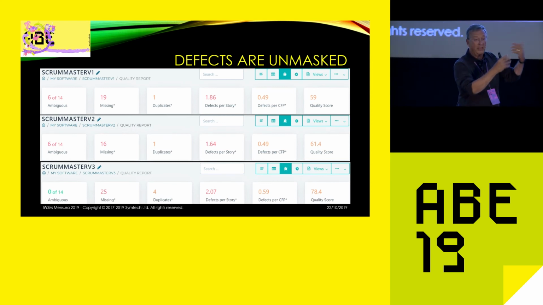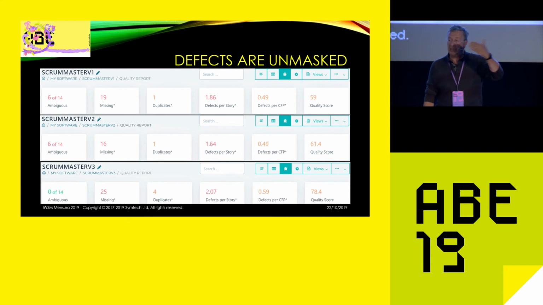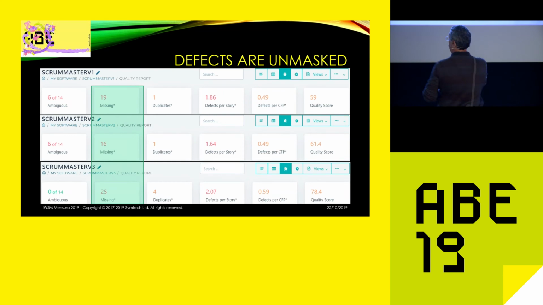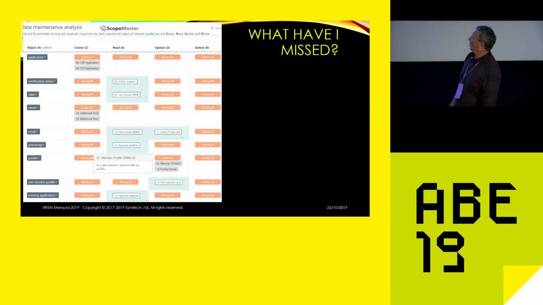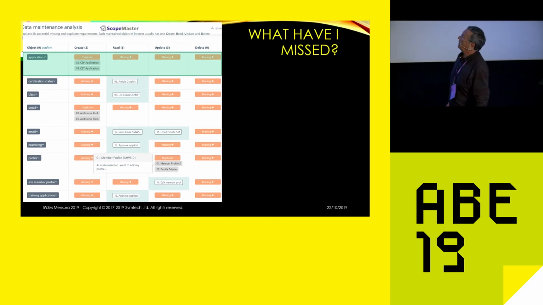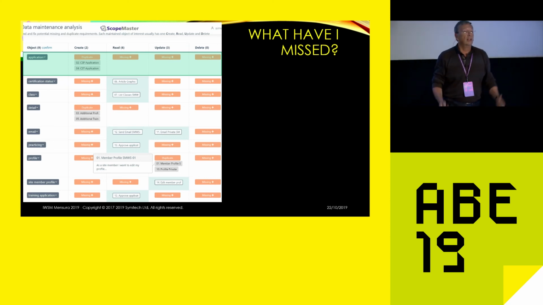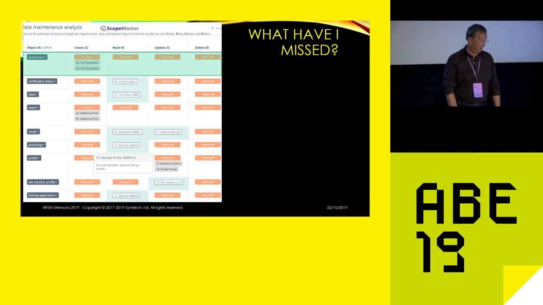Fixing those quick things there and then meant that I actually unmasked some underlying problems. The problems were here in the number of missing user stories. It identified a whole bunch of objects and what's missing. At the top, I've got an application, and it's possibly a duplication, and the whole lot's missing. You can't find a create, a read, an update, or a delete. Something's wrong. So what have I missed?